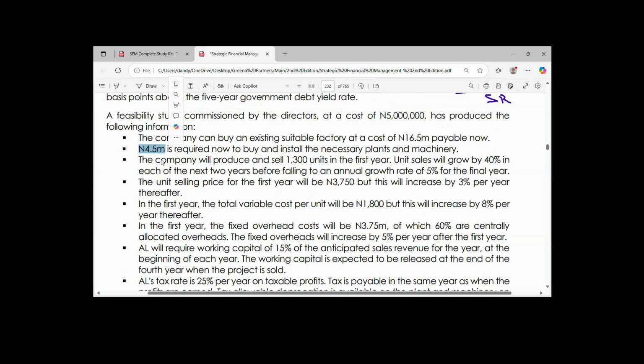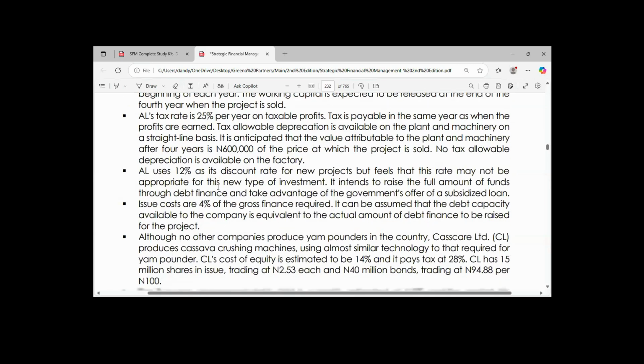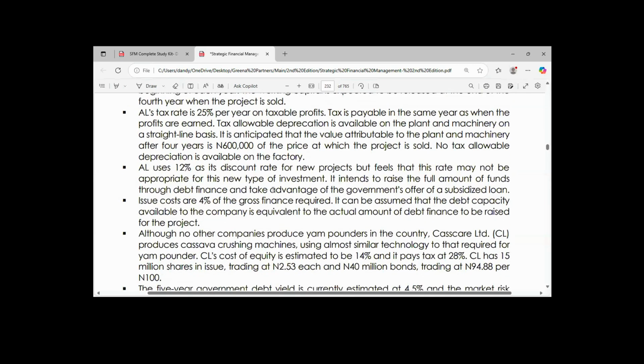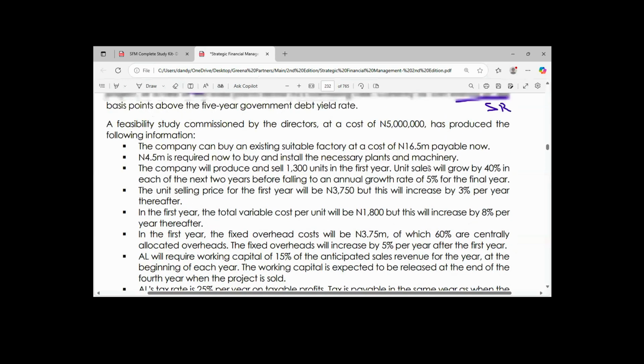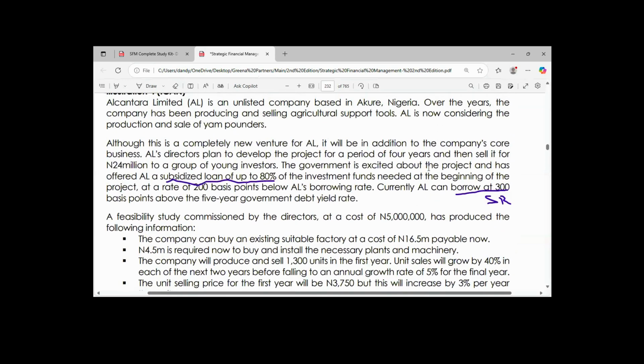All I need to do is, the examiner has told me that it's on a straight line basis. So if that is the case, I will just say cost minus scrap value divided by the useful life of the assets. The cost is 4,500. The scrap value of this plant and machinery is 600,000 naira, which is part of the price at which the project is sold. The price at which the project is sold is 24 million naira, according to the question.